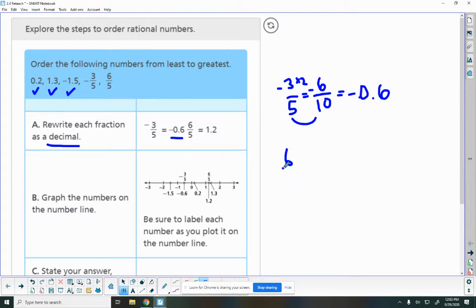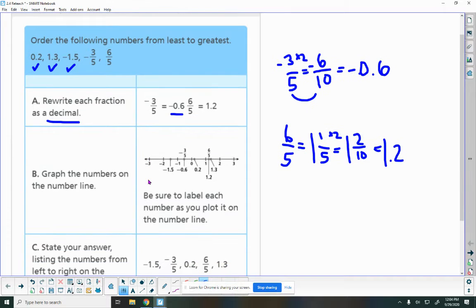Then we also have 6/5. First thing I'm going to do is make it improper. 5 goes into 6 one time. There's 1 left over out of 5. Then we want to make it into an equivalent fraction out of 10. To get from 5 to 10, we times by 2. So times by 2 in the numerator, 1 and 2/10, 1.2. So we want all of those to be the same, either fractions or decimals. It's often easiest to change your fractions to decimals.